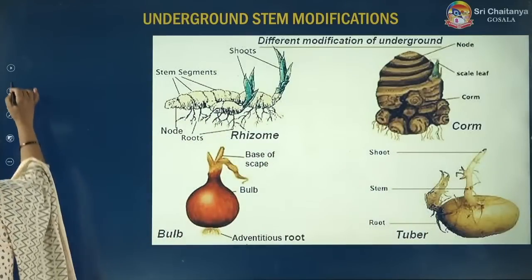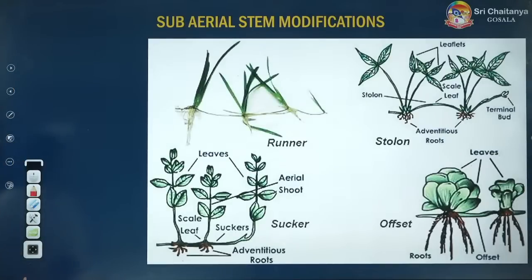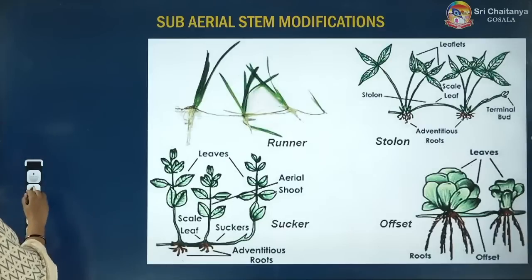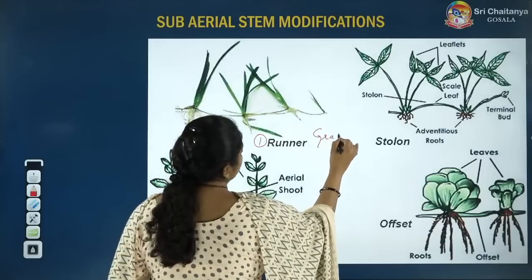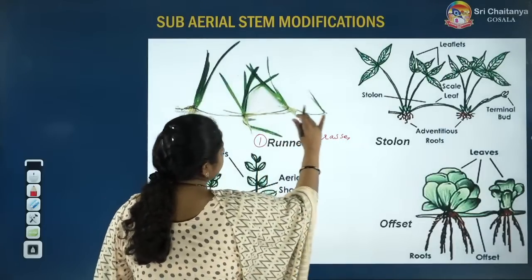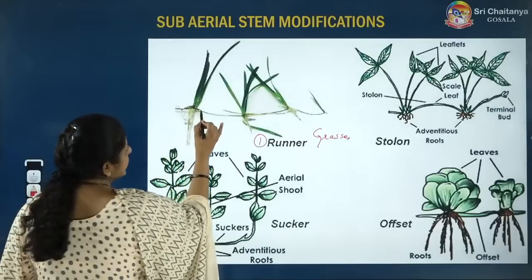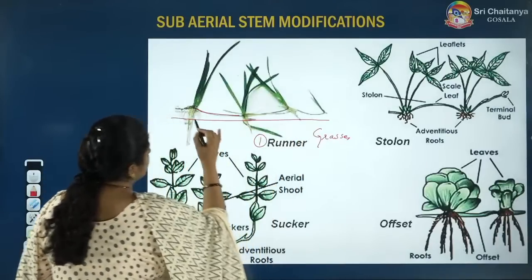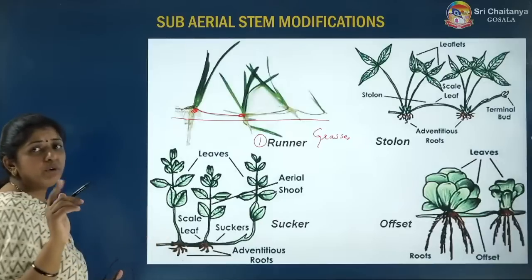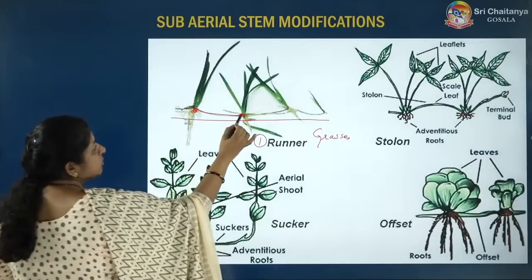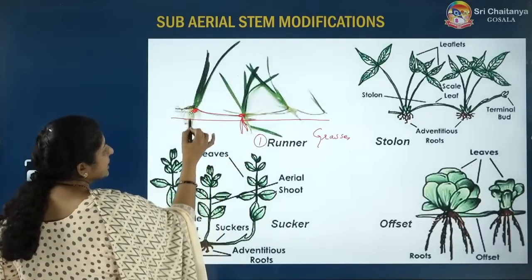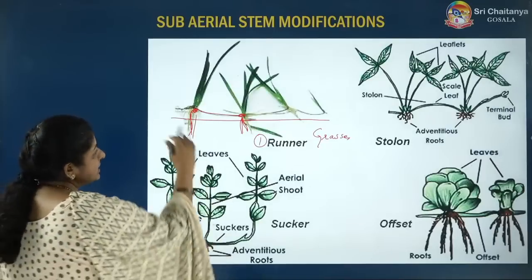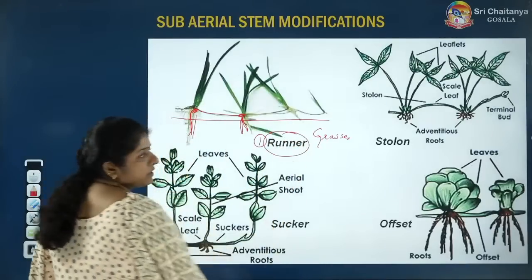Next we have to discuss what? Subaerial stem modification. Just now I told you subaerial means which is just touching the ground. First here are runners. Runners are like grasses. You have seen them on the ground, running like this, right? This is a stem part lying on the ground, having nodes. I hope you now know nodes and internodes. On the nodes, what are there? Leaves, right? And from the nodes roots come out. Because this is touching the ground, you call it runners. Fine?